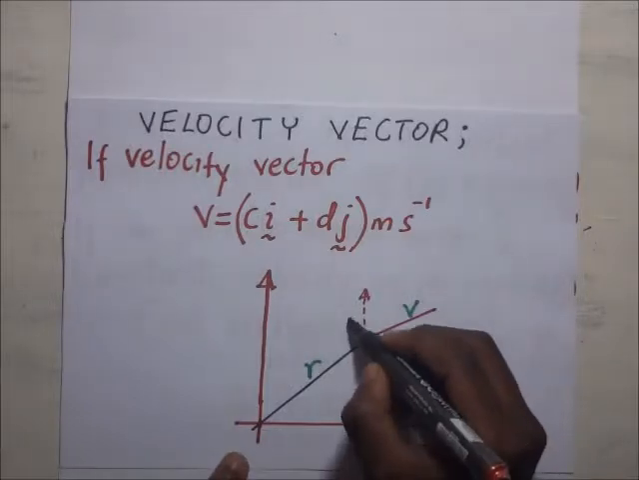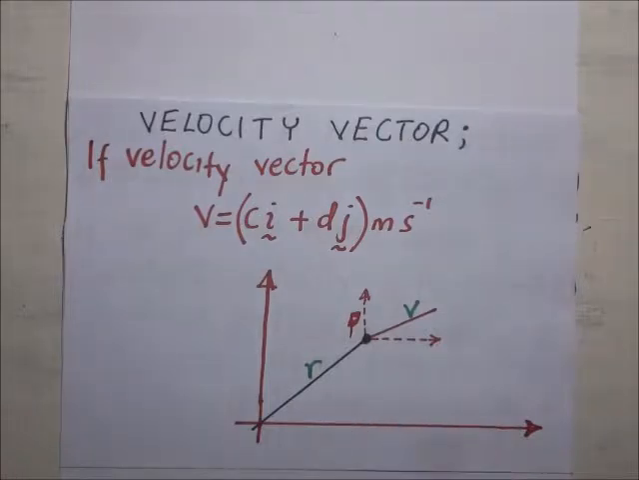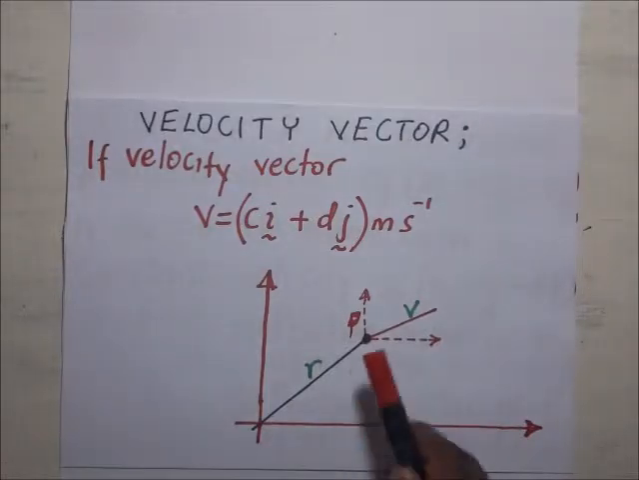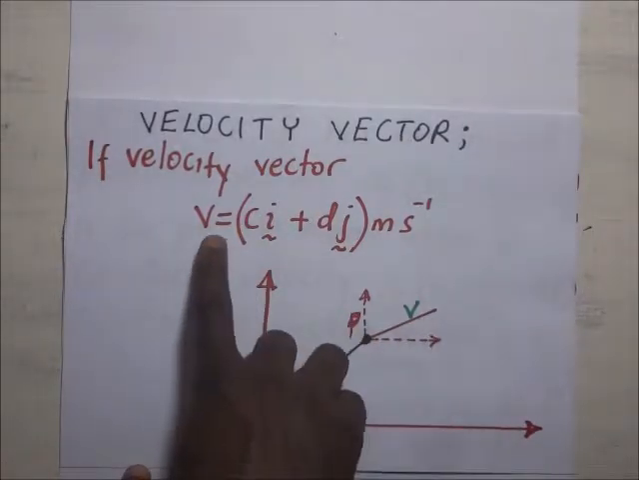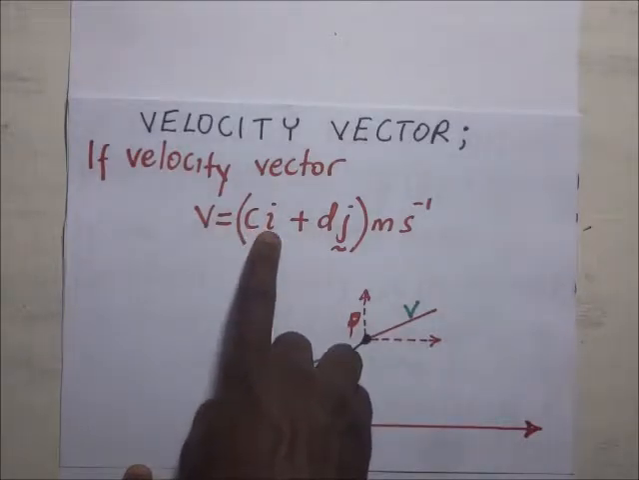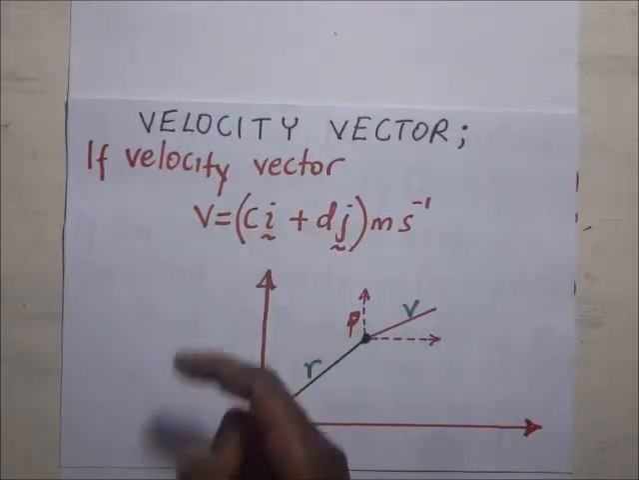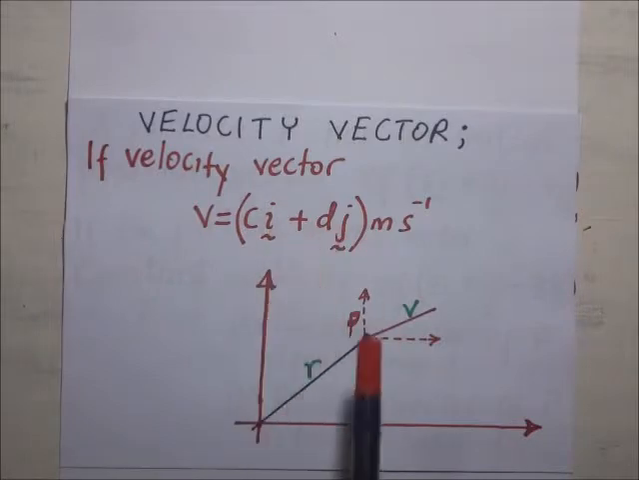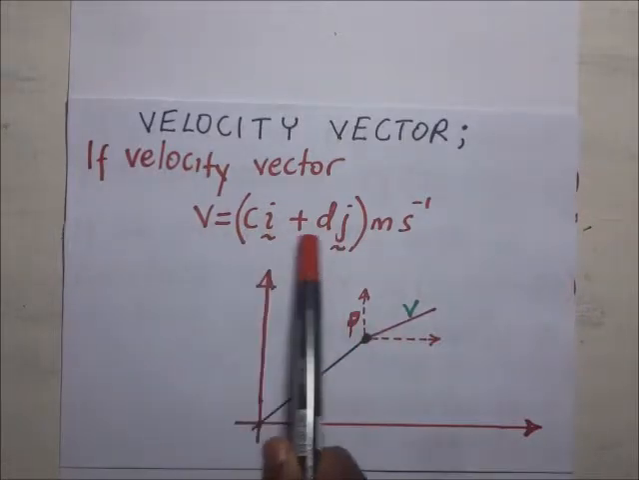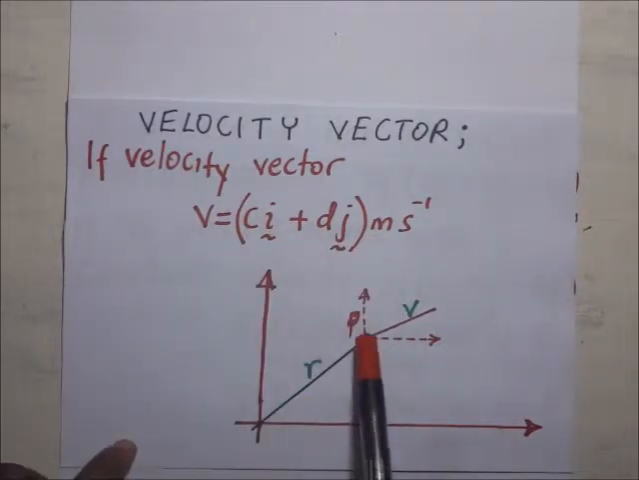Now we need to find the velocity of this particle. The velocity vector of this particle is given as ci plus dj, where i is denoting the x direction and j is denoting the y direction. Now this is the velocity vector.